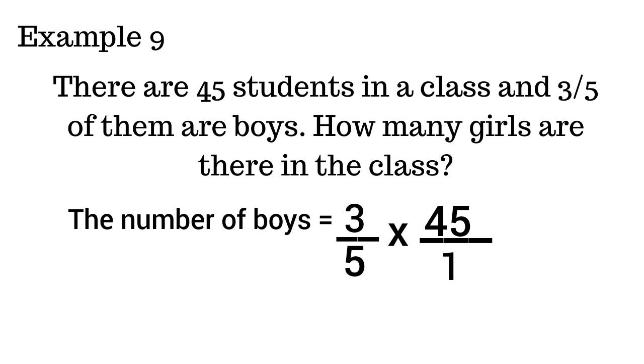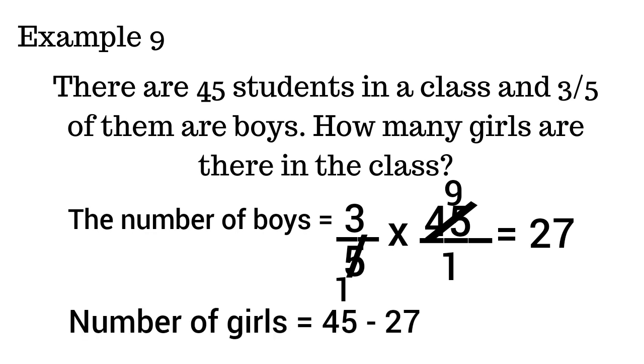3/5 times 45/1. When we cancel, 5 into itself is 1, 5 into 45 is 9. 3 times 9 equals 27. So the total number of boys in that class is 27. Now the question says how many girls are in the class? We will simply subtract 27 from 45. So 45 minus 27 gives us the total number of girls in the class, which is 18.